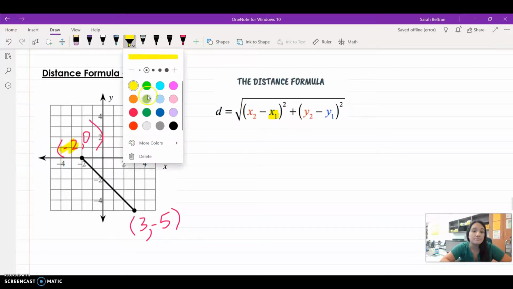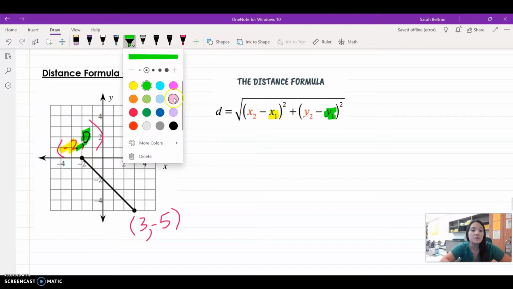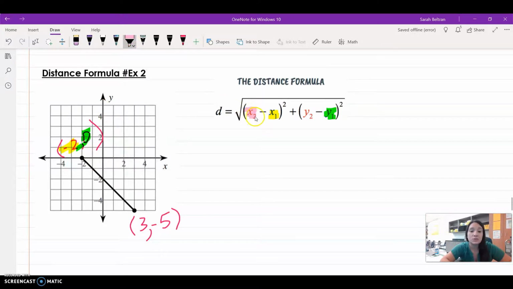y1. Just trying to help you a little bit if you want to use the distance formula. And then we've got x2. And then one last color, let's do blue, y2. All right, so you can use that distance formula right there, or you can use Pythagorean theorem. Go for it.